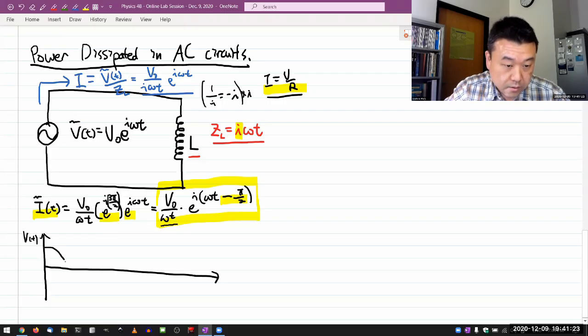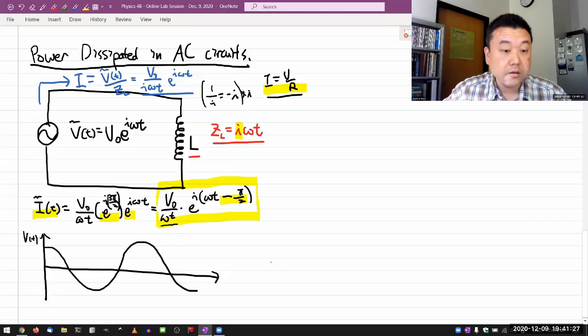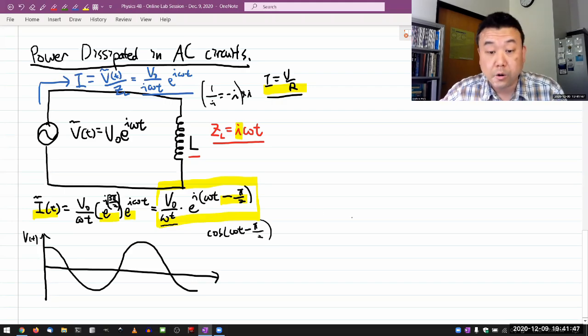It's going to do something like this. And the current part, I guess I better write this out. So it's a cosine of omega t minus pi over 2. And then there's the imaginary part that I'm throwing away.